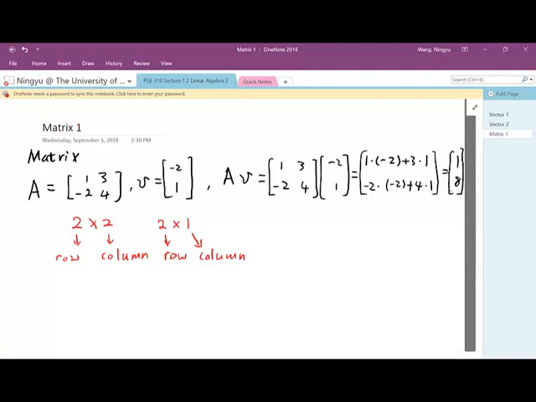And here, what is the result? 2 by 1. 2 is a row number, and 1 is a column number. So here we notice that we are multiplying a 2 by 2 matrix to a 2 by 1 vector, and the result is a 2 by 1 vector. So where do we get this 2 and where do we get this 1?